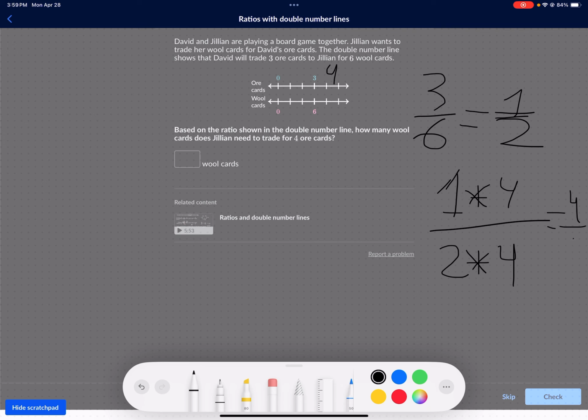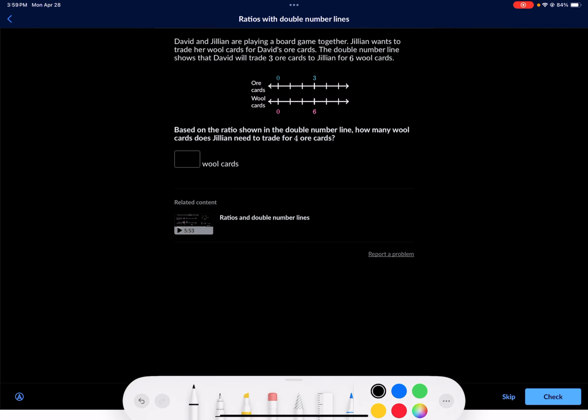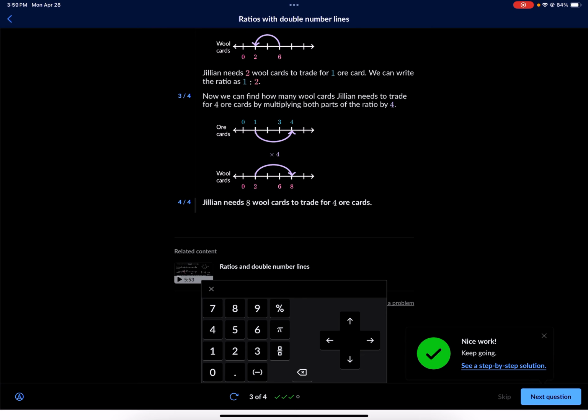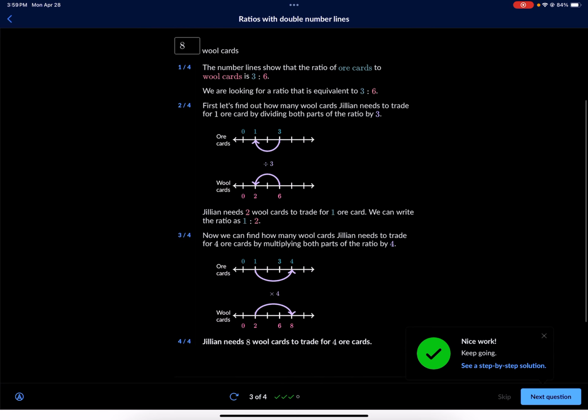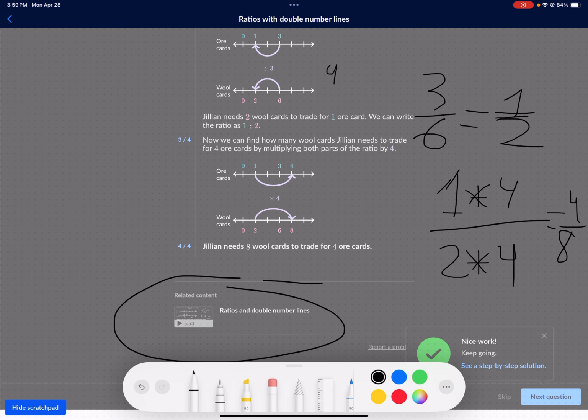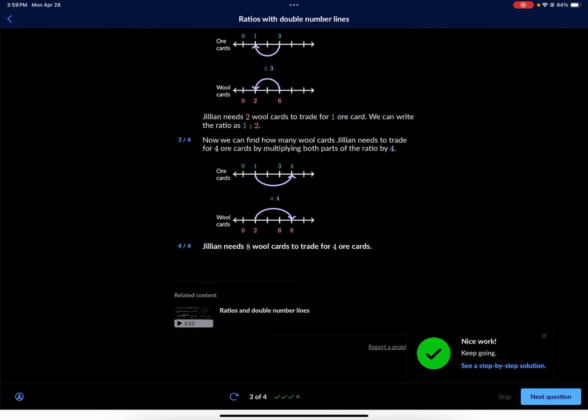4 over 8. So we have 8 wool cards based on that ratio. So here is the answer explanation. If you got that right, good job. If you didn't, here's the video, and happy studying. Okay, only one more problem.